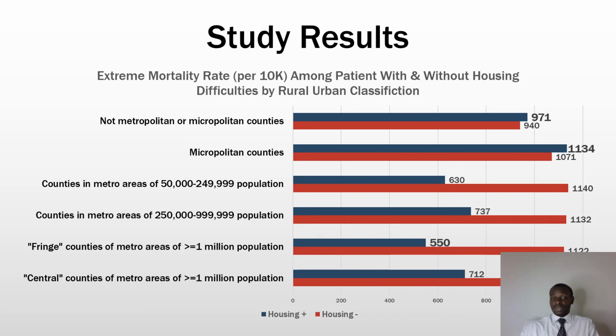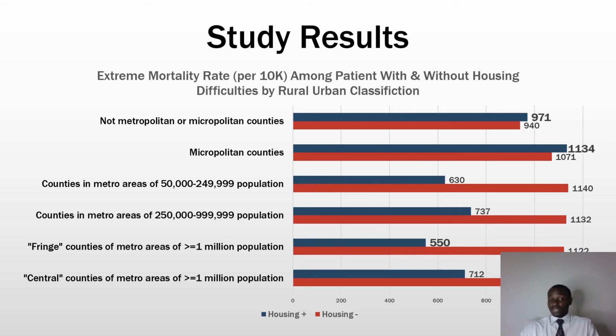Now, when we go further in counties with areas between 50,000 to 249,000 population, we are seeing that the rate of respiratory presentations among individuals without housing difficulties is significantly higher compared to presentations among individuals with housing difficulties, at a rate of 1,140 compared to 630 per 10,000 presentations. When we look at counties between 250,000 to a million, the trajectory is similar to what we saw between areas with 50,000 to 250,000 population size. Among areas between 250,000 and 1 million, we are seeing a higher rate among individuals without housing risk in terms of presentation compared to individuals with housing risk at a rate of 1,132 compared to 737 per 10,000 presentations.